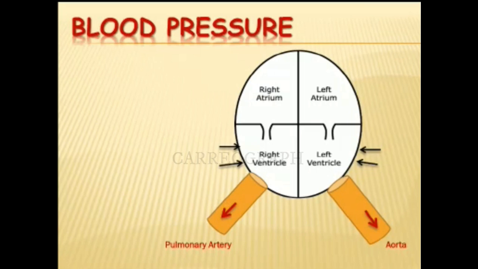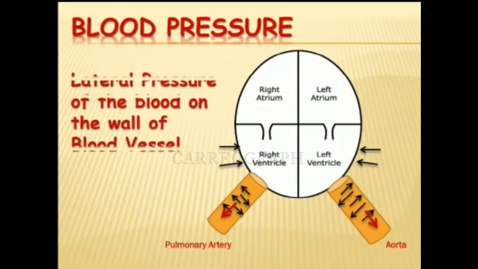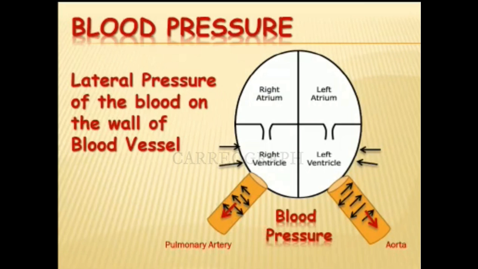We have also seen that the volume of blood which comes out from the right ventricle as well as the left ventricle in one heartbeat is 70 ml. So 70 ml of blood gives the lateral pressure on the wall of these blood vessels. This lateral pressure of the blood on the wall of blood vessel is called blood pressure.